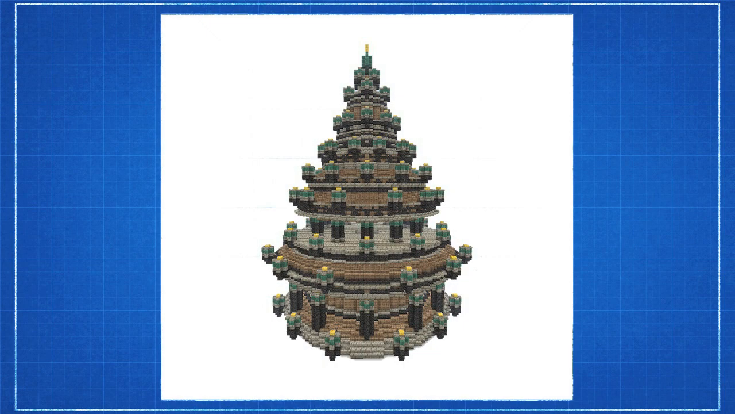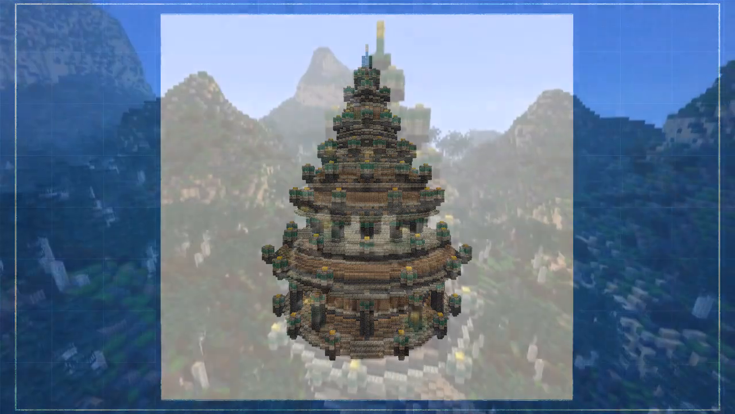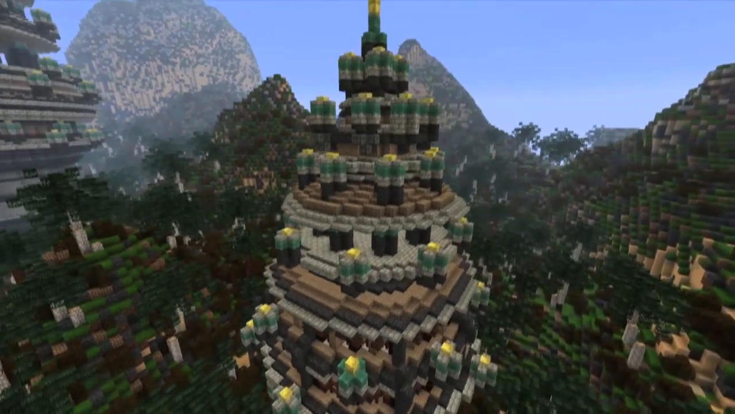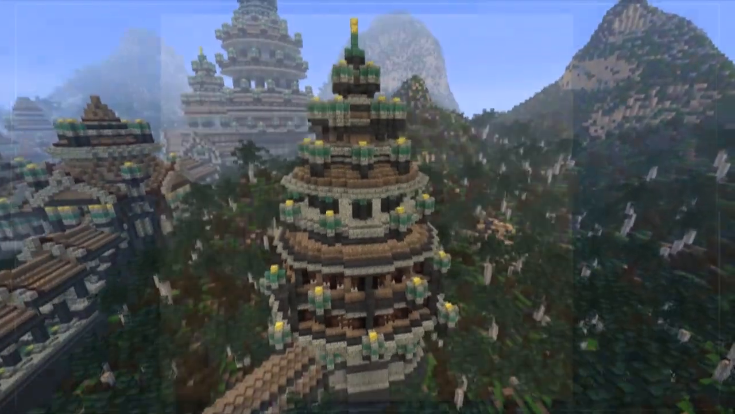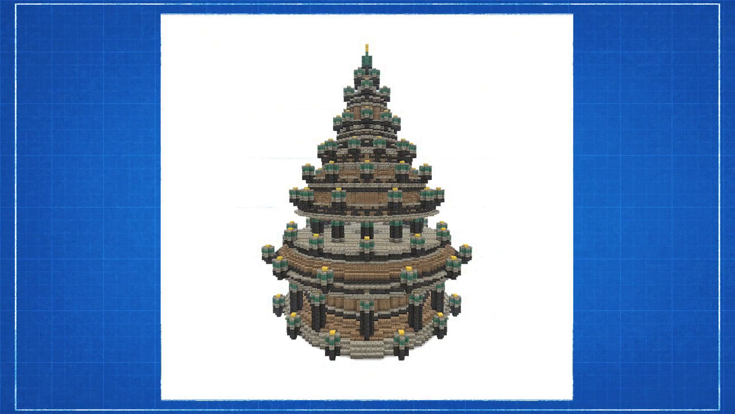The element of form is used in the general structure of the building. No matter what side you view, the opposite side will look identical. This creates symmetry through form, and results in balance through form as well. The element of color is used similarly to the element of form, in that areas are colored symmetrically.